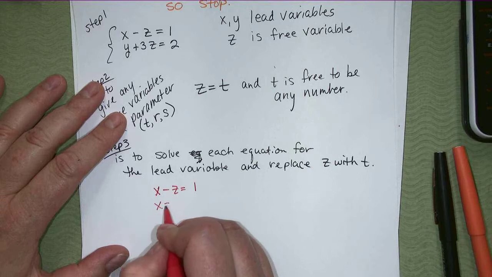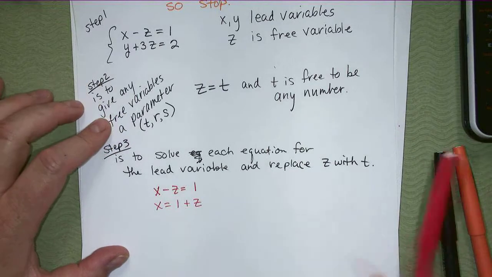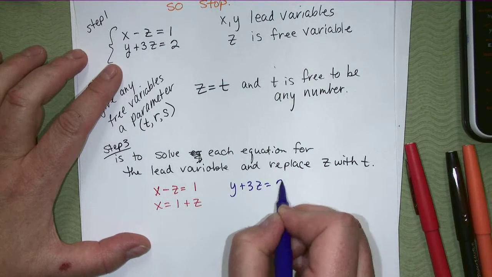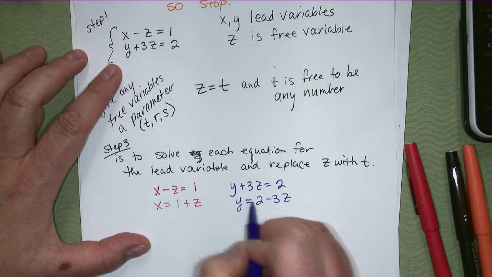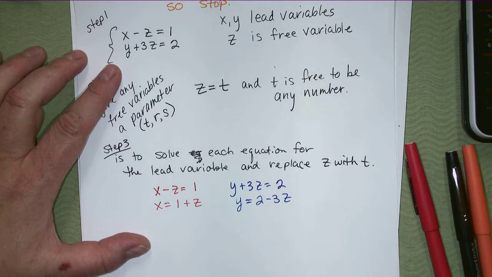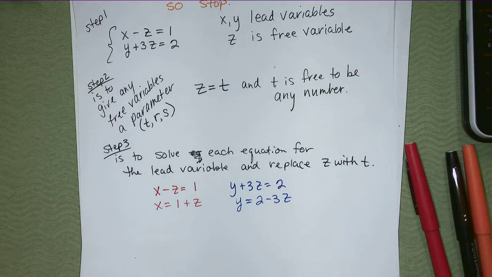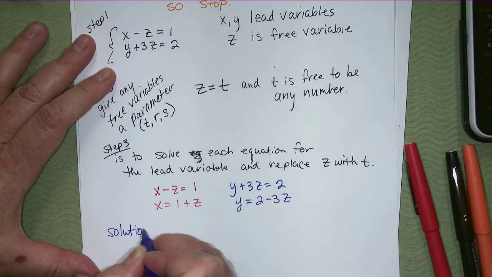And then our second equation was y plus 3z equals 2. So we say y equals 2 minus 3z. Some people leave the z there, but most don't in linear algebra. They'll replace it with something else. So your solution has to be x equals, y equals, z equals.